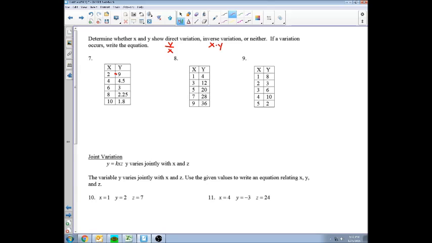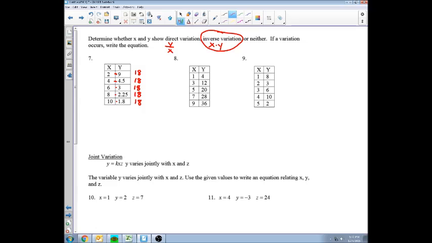So if I take 2 times 9, I'd get 18. Now, in order to see if I have a constant of variation, a normal k value, I have to continue through. So 4 times 4.5 is 18. 6 times 3 is 18. 8 times 2.25 is 18. And 10 times 1.8 is 18. Because each one of those, when I multiply them together, comes out to the same number, which is 18, I know that I have inverse variation. Because remember, with inverse variation, I find my k by multiplying my x and my y.